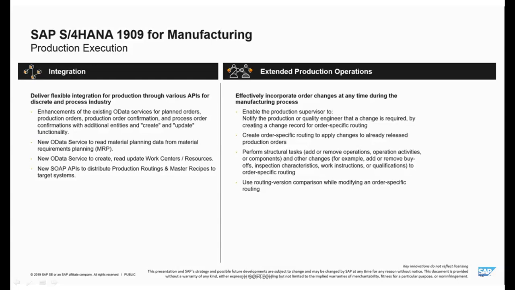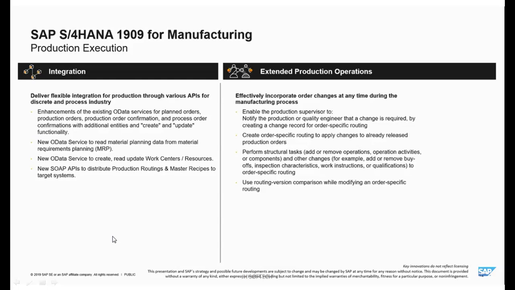Integration and extended production operations. So in the project production execution field, we have two major innovations based on the integration and extended production operations, wherein we can see the enhancements of existing OData services with planned orders, production orders, production order confirmation, and process order confirmations with additional entities and create and update functionality.